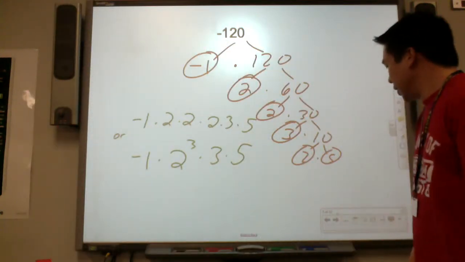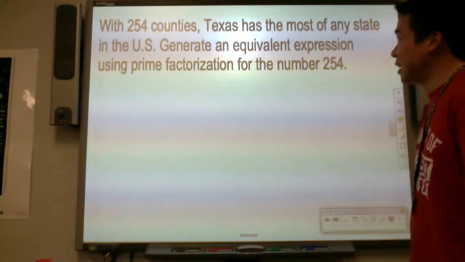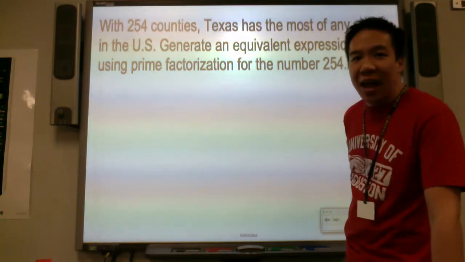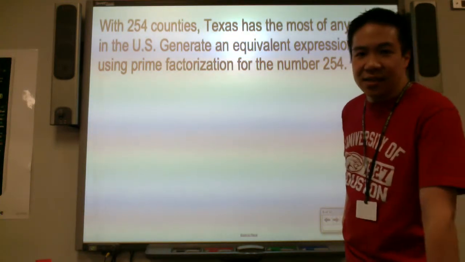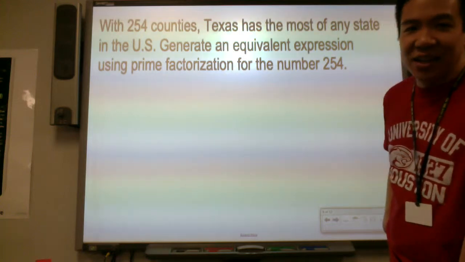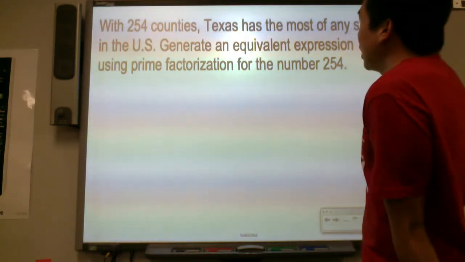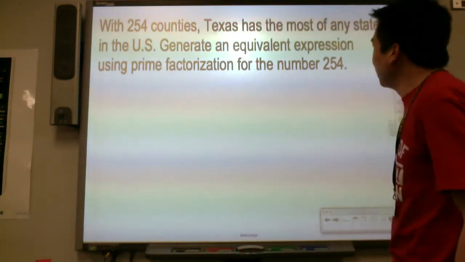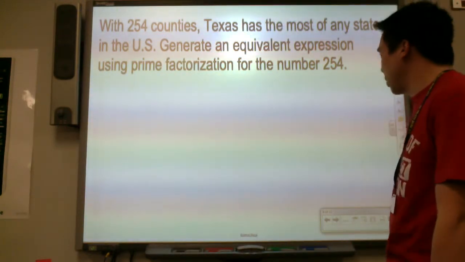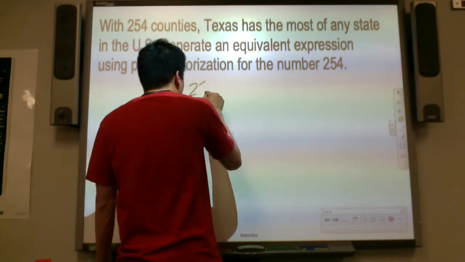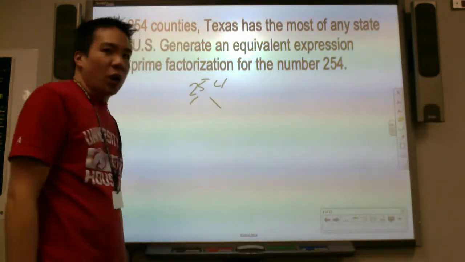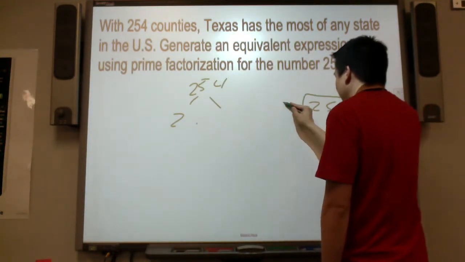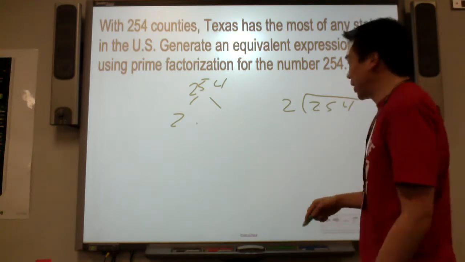Next one, number 6. Let's do a word problem. With 254 counties, Texas has the most of any state in the United States. Generate an equivalent expression using prime factorization for the number 254. So I need to generate this and break it down. Well, it's an even number, so I know all even numbers can be divided by 2.